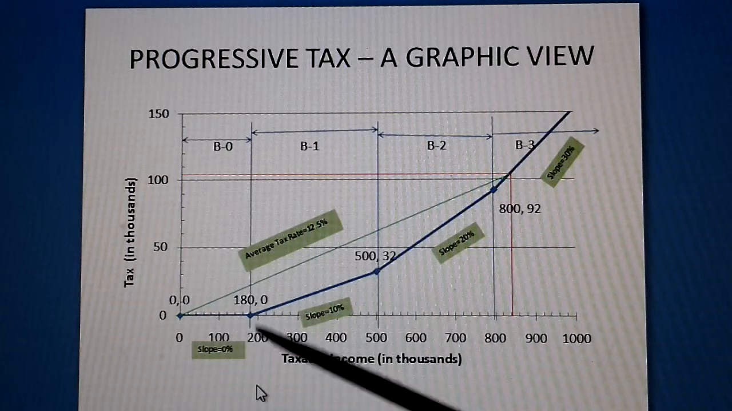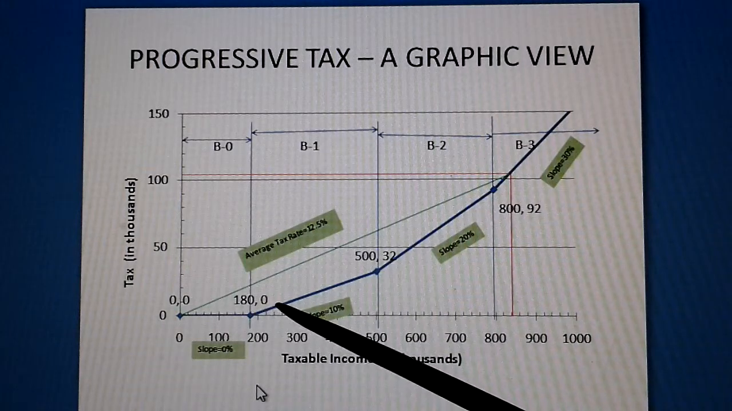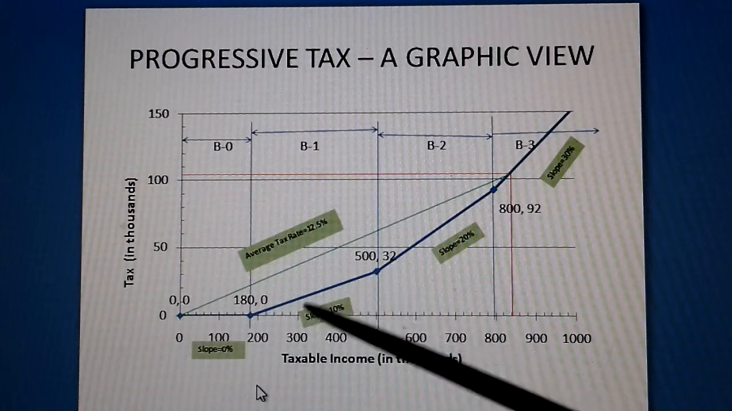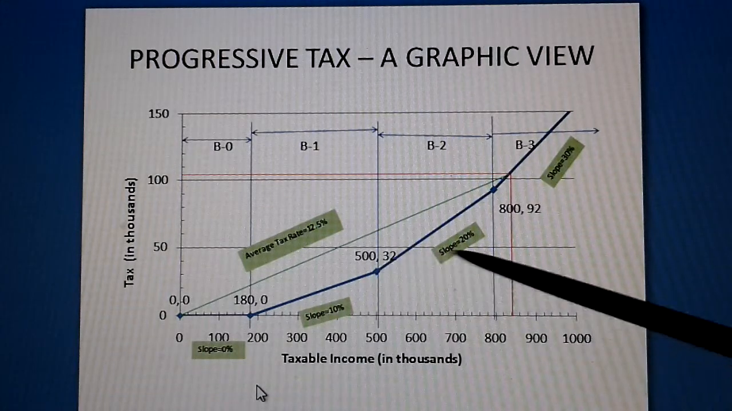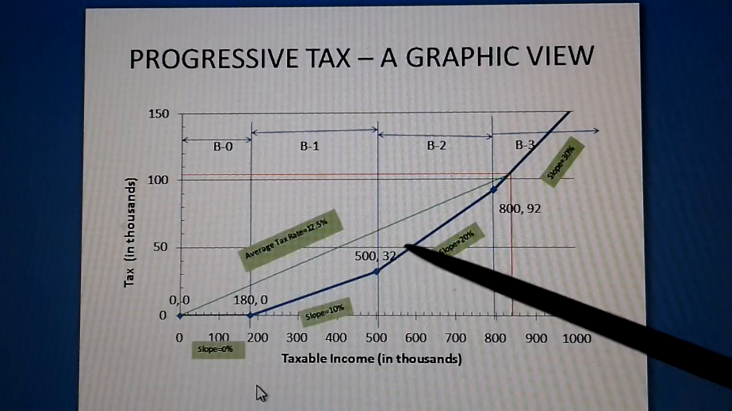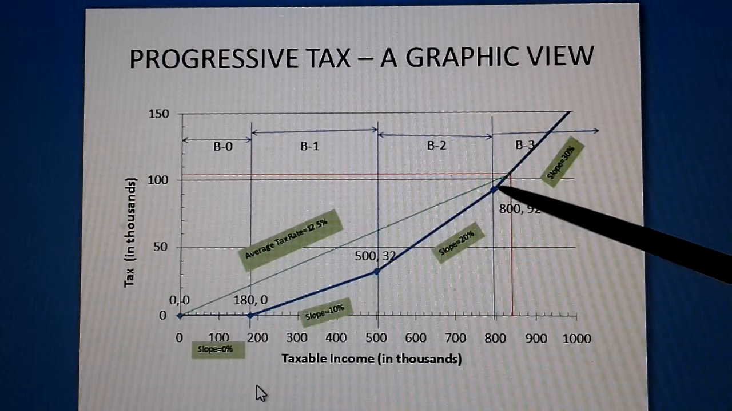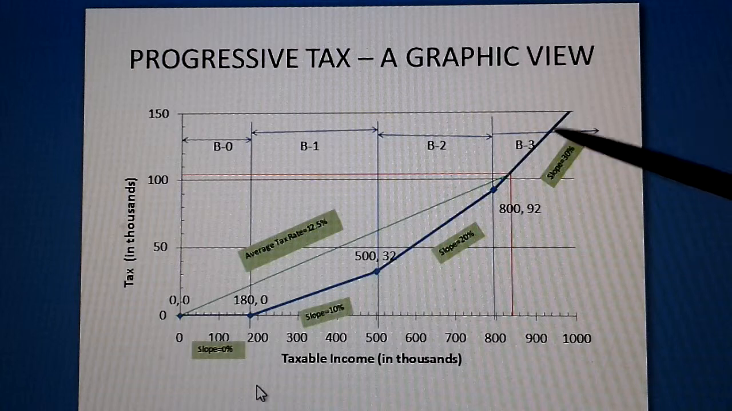Now, as we go between 180 and 500,000, the tax increases, and the slope of this line, in fact, is 10%, the 10% we're talking about as the incremental tax rate. Between 500,000 and 800,000, the tax rate goes up to 20%, the incremental tax rate. That is shown in this graph by the fact that this line is a little steeper. The tax goes up faster here. And above 8 lakhs, the tax rate is even steeper, with a slope of 30%.